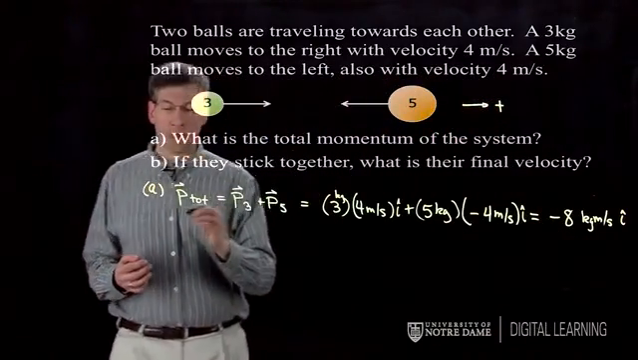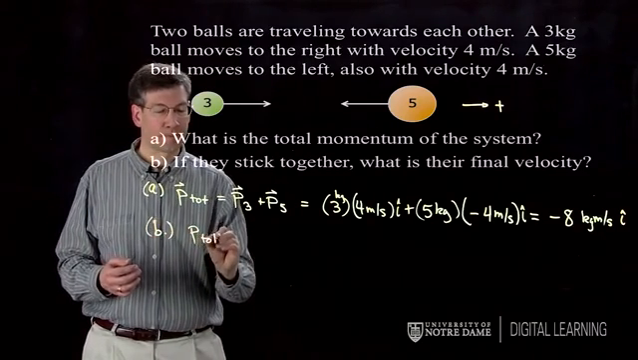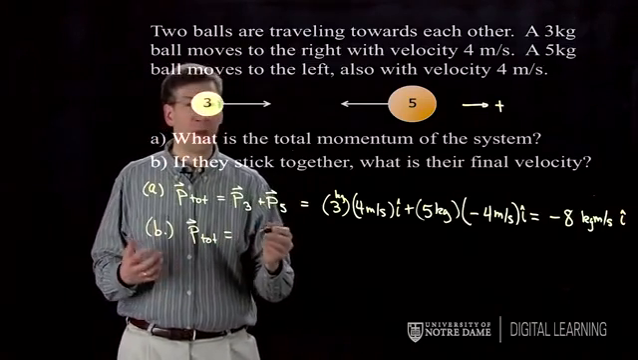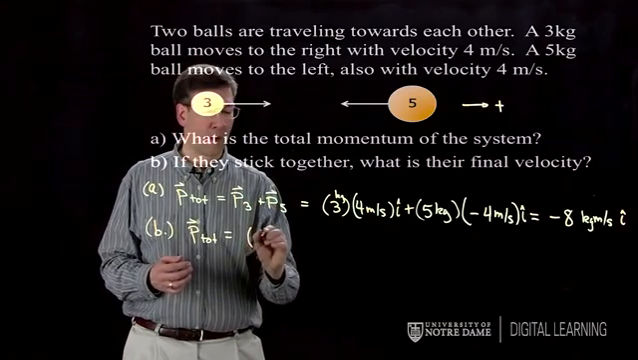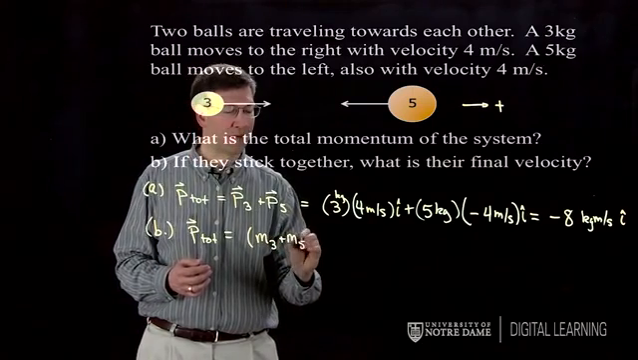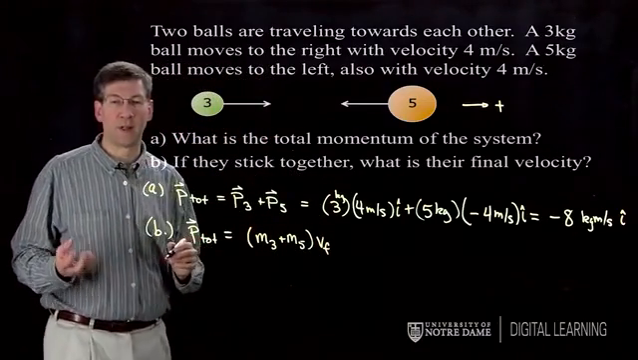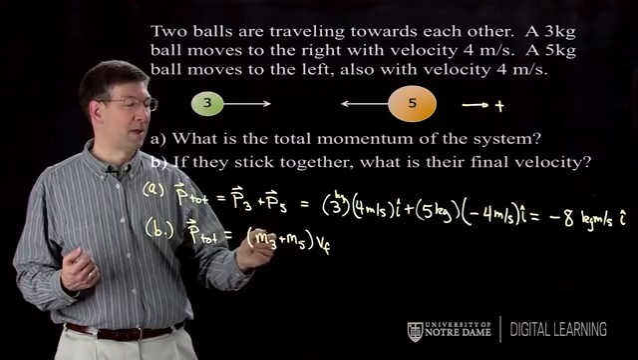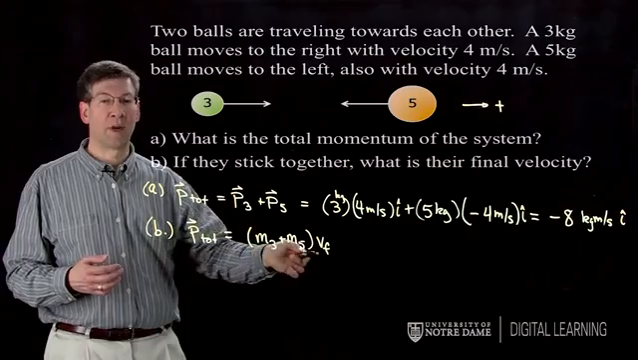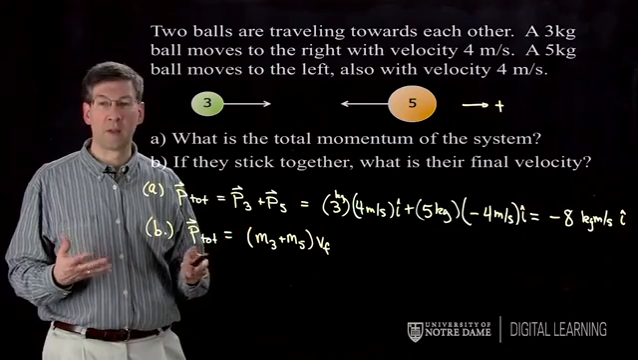And so for part B, we can write that the total momentum, again, we started with P3 plus P5. That's the initial one. At the end, these two things stick together. So the total momentum now is the mass of the 3 kilogram ball plus the mass of the 5 kilogram ball, times the final velocity. They have a common final velocity because they've stuck together. So the total momentum at the end is the sum of the masses times whatever that velocity is. This quantity has to equal minus 8 kilogram meters per second, because that is the total momentum of the system.